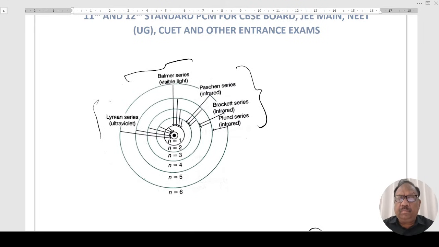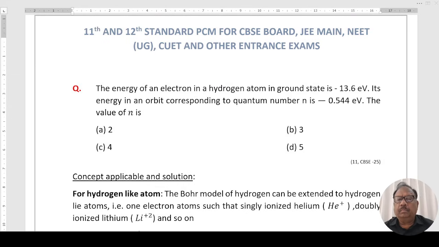Next question. The energy of an electron in a hydrogen atom in the ground state is minus 13.6 eV. Its energy in the orbit corresponding to quantum number n is minus 0.544 eV. The value of n is.